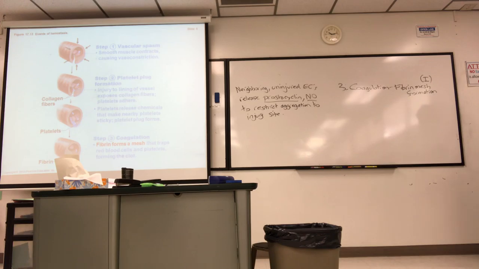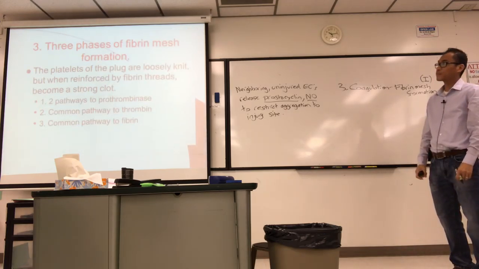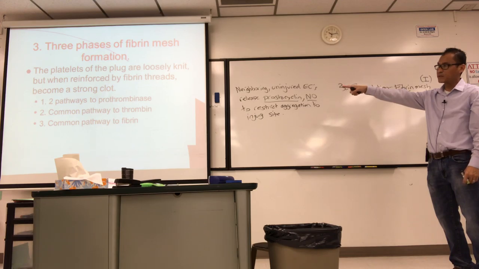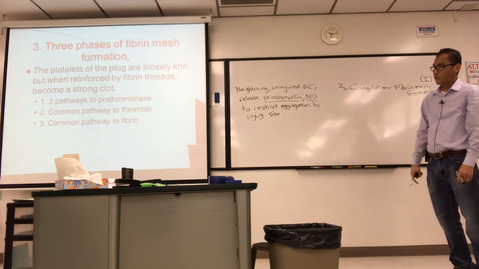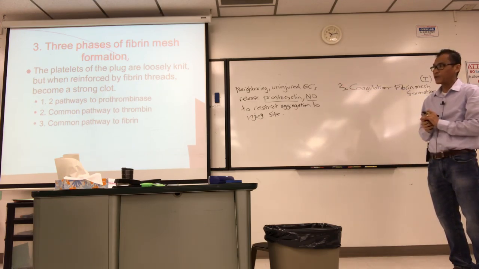Okay. You're just making a basic mesh, and blood will flow into it, and that traps the blood cells, and that's a clot. Okay, that's coagulation. That'll stop the bleeding if the damage is not too serious. So fibrin mesh formation can be understood in these three steps. Two pathways to prothrombinase. There's a common pathway to thrombin, and then that'll get you to fibrin. So one, two, three there.